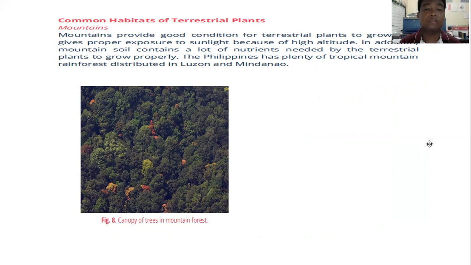Una, mountains. Mountains provide good condition for terrestrial plants to grow as it gives proper exposure to sunlight because of high altitude. In addition, mountain soil contains a lot of nutrients needed by the terrestrial plants to grow properly. The Philippines has plenty of tropical mountain rainforests distributed in Luzon and Mindanao. So mountains, no, it is a very good place for the terrestrial plants.